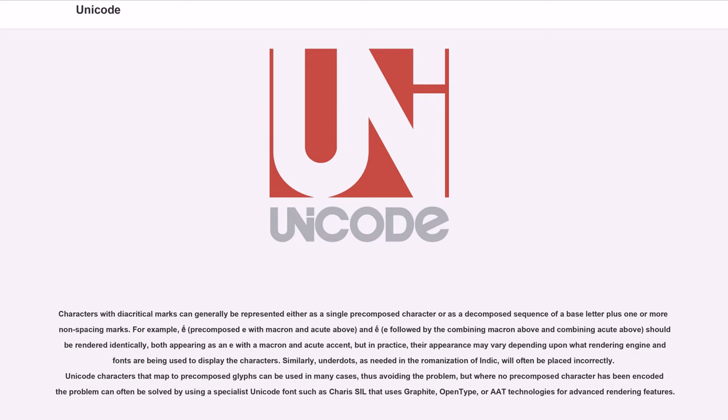Similarly, underdots, as needed in the romanization of Indic, will often be placed incorrectly. Unicode characters that map to precomposed glyphs can be used in many cases, thus avoiding the problem, but where no precomposed character has been encoded, the problem can often be solved by using a specialist Unicode font such as Charis SIL that uses Graphite, OpenType, or AAT technologies for advanced rendering features.